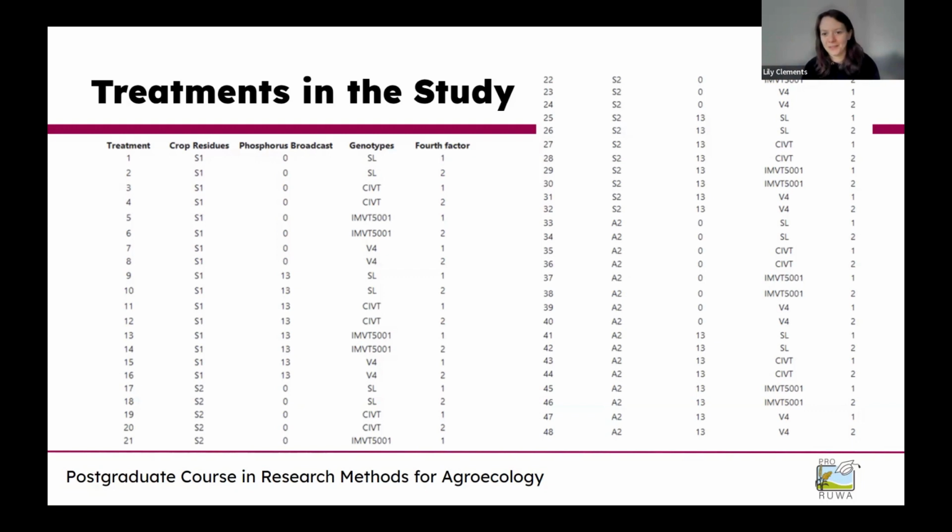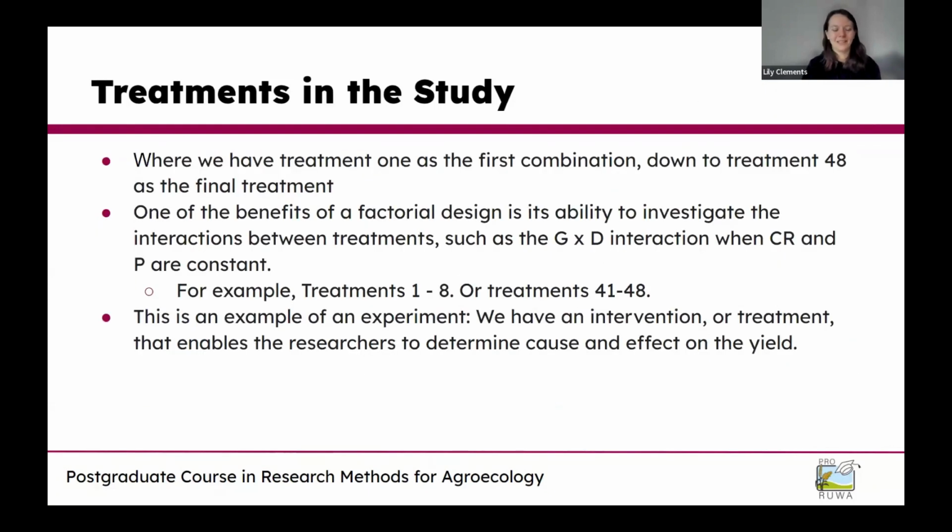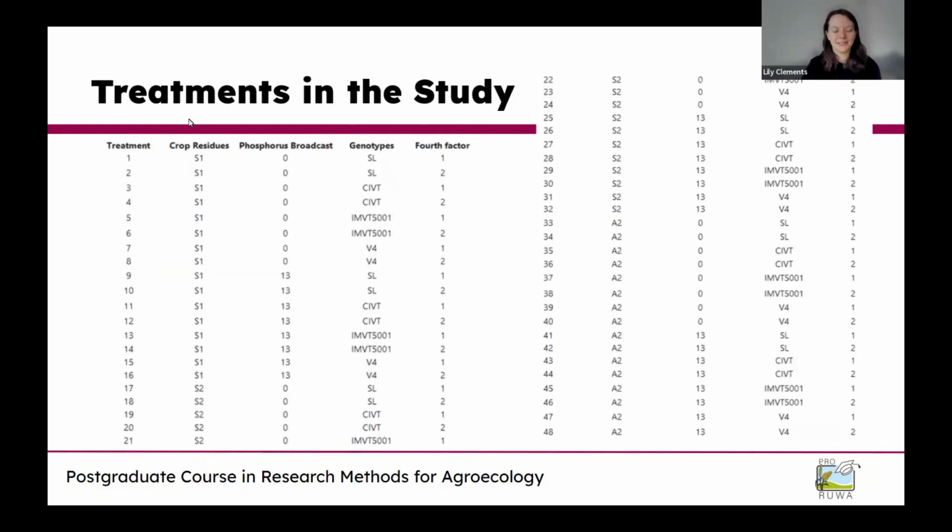There shouldn't be an error in there, but if you do find one, then let us know. But I'm pretty confident that all these 48 combinations are unique. At least there's definitely meant to be 48 combinations. So here we have treatment 1 as our first combination, and treatment 48 as our final combination. Treatment 1 is our first row, down to treatment 48, which is our final combination.